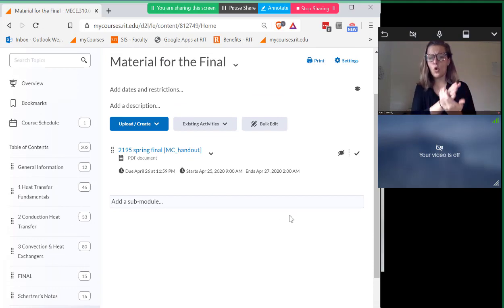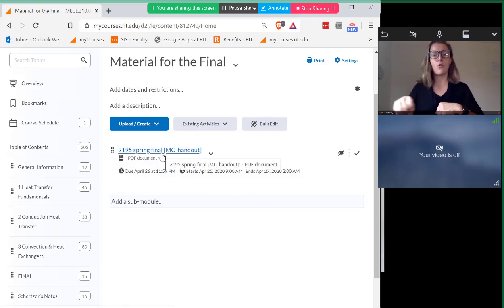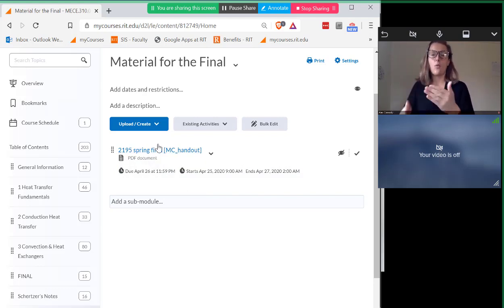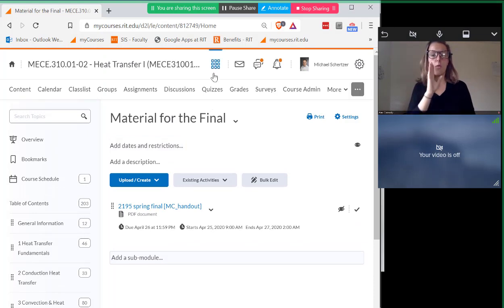This is also where the long answer problems will be found. You can click on here, but you can't do it yet because it's hidden from you and it doesn't open until the weekend. When it's open, you can click on here and you'll see a PDF version, the same kind of thing you would see on an exam. But in the best case scenario, you submit your exam through your quizzes, so you'll submit your multiple choice answers there.